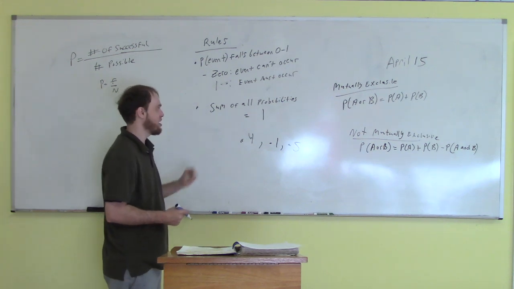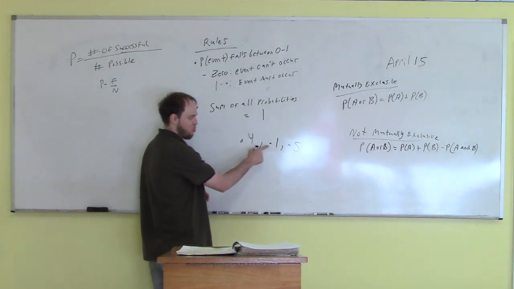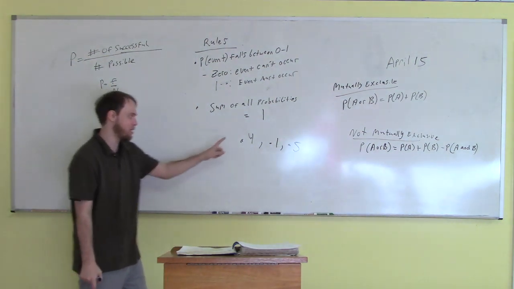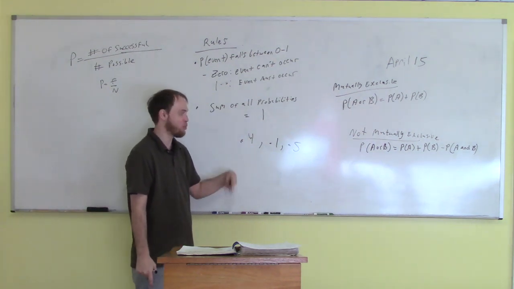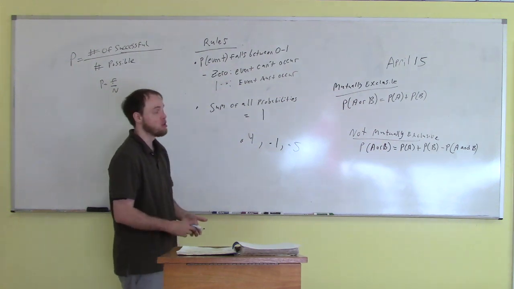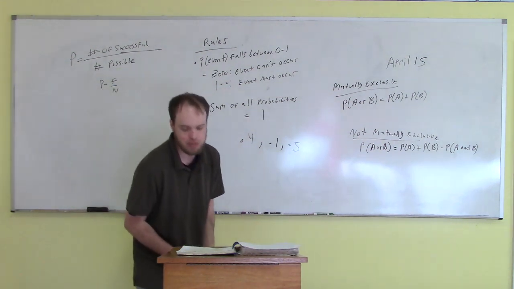The second rule says the sum of all these has to equal 1. So when I add 0.4 plus 0.1 plus 0.5, it must equal 1. And so when I do that, 0.4 plus 0.1 is 0.5, 0.5 plus 0.5 is 1. And so that checks too. So since both of these rules check, I can say that those are valid probabilities.